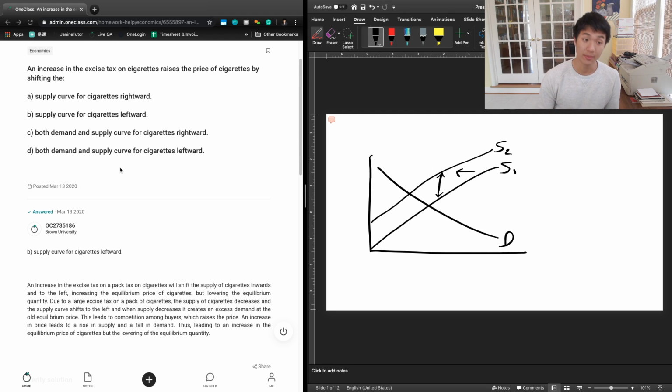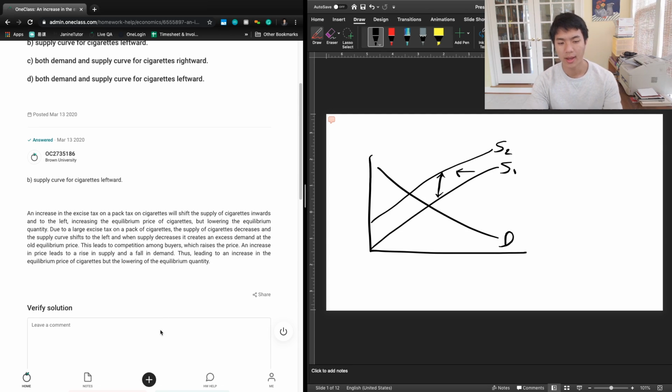The previous tutor says B, supply curve for cigarettes is shifted leftward. An increase in the excise tax on a pack of cigarettes will shift the supply of cigarettes inwards to the left, increasing the equilibrium price of cigarettes, but lowering the equilibrium quantity. Due to a large excise tax on a pack of cigarettes, the supply of cigarettes decreases and the supply curve shifts to the left. When supply decreases, it creates an excess demand at the old equilibrium price. This leads to competition among buyers, which raises the price, thus leading to an increase in the equilibrium price but lowering of the equilibrium quantity.